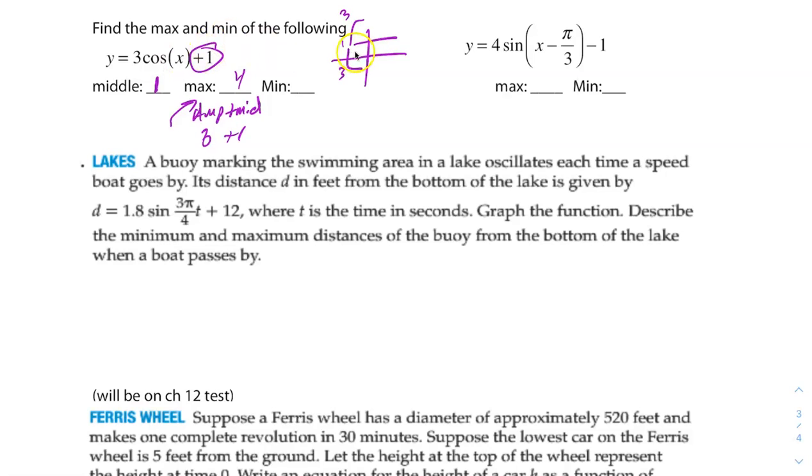So 1 minus 3 gives me the min, which is -2. Just go to the middle, plus or minus the amp. That's how you find these things.